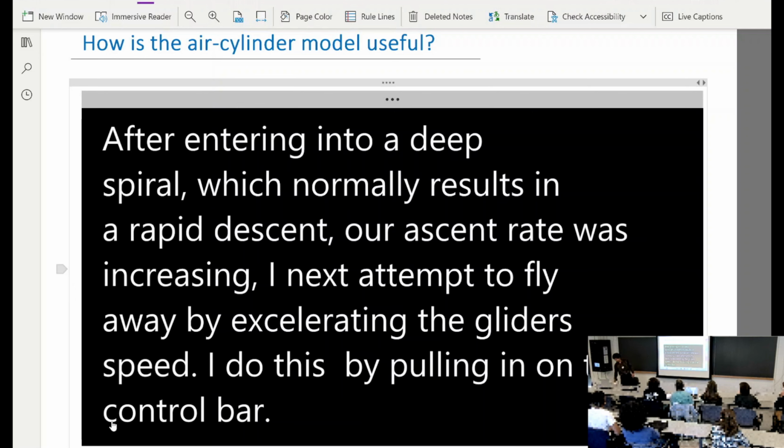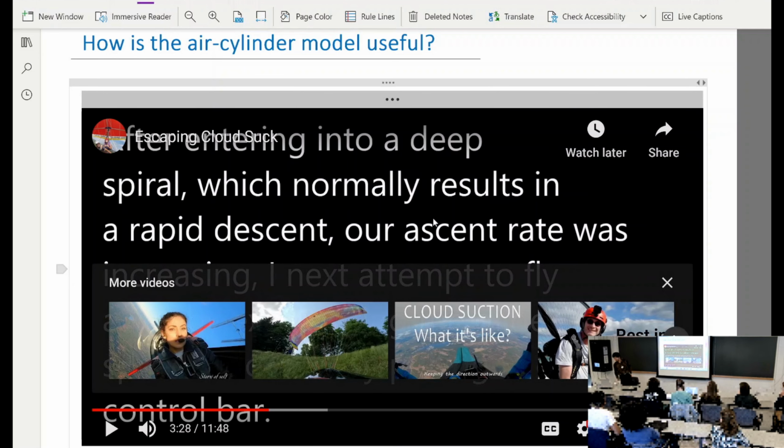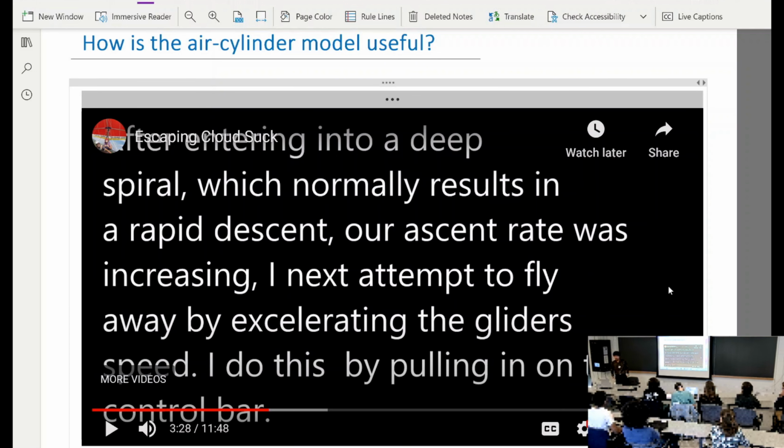yes, we're entering a deep spiral, which normally results in a rapid descent, right? I mean, this is actually intuitively true for people who are flying hang gliders and paragliders. But aerodynamically, why is that true? It's because when you're tilting the lift force severely, the vertical component of the lift force is now balancing gravity, which means there is also a horizontal component.